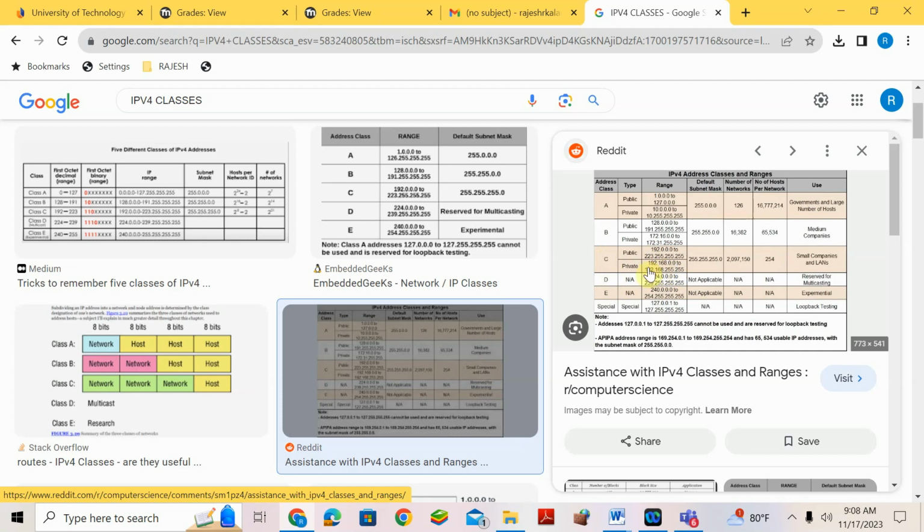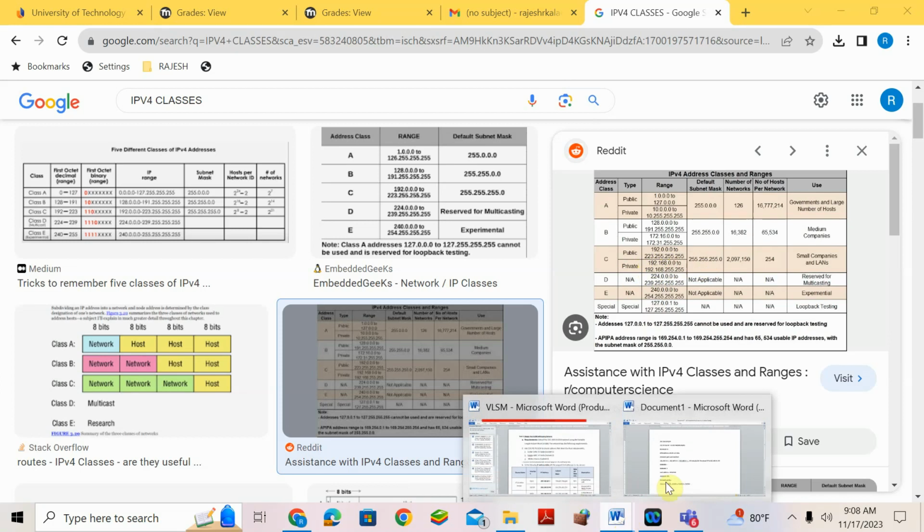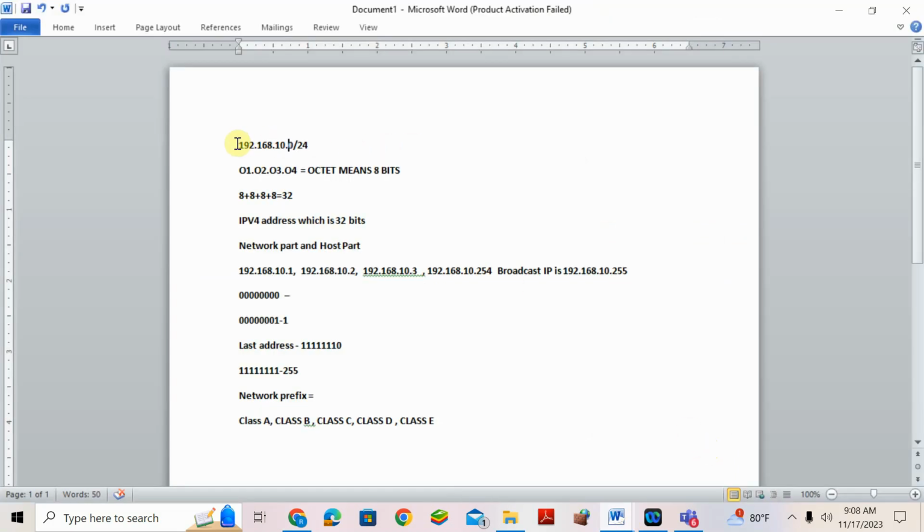Okay, so here see the class C private address, the first and second octet: 192.168.0.0 to 192.168.255.255. This is class C. See here, the subnet mask is 255.255.255.0. Okay, how do you get the subnet mask? I'll tell you. So class C starting value should be 192.168.0.0. Again, this is class C because the first 2 octets are 192.168.